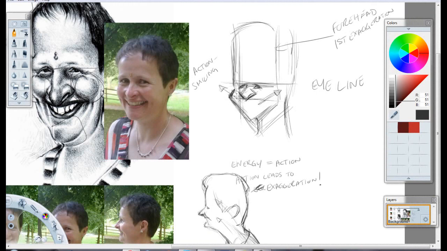I'd be more inclined to exaggerate this. Exaggerate the smile. So we're taking our focus off the nose, and this shows us more about her personality. So she's got a natural smile. So she's a smiley person, so we want to exaggerate the smile.